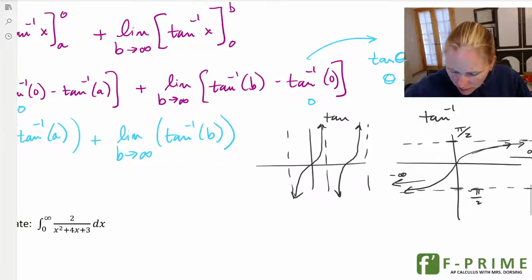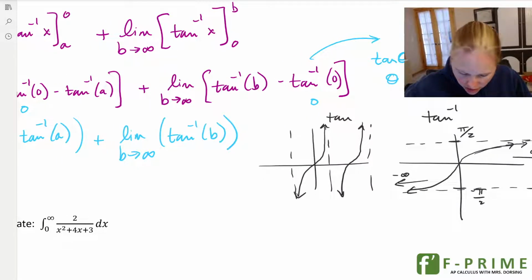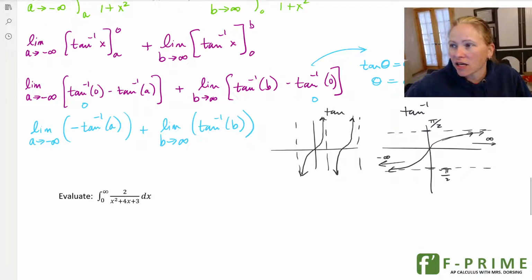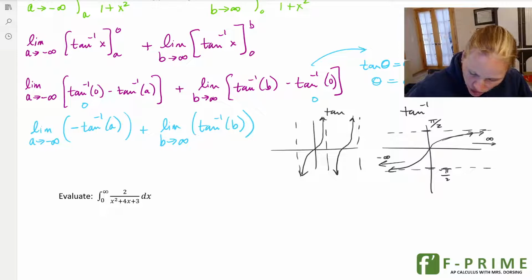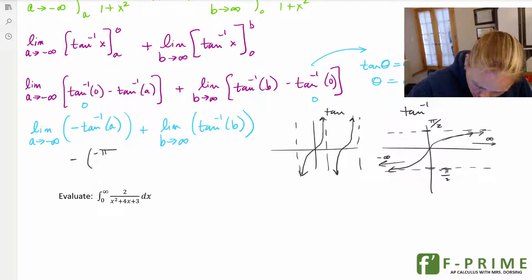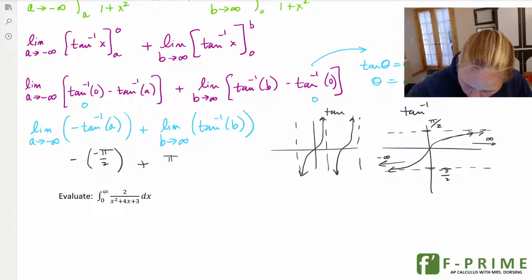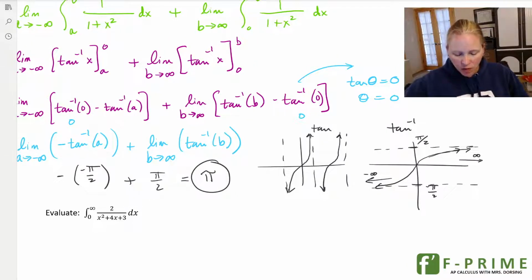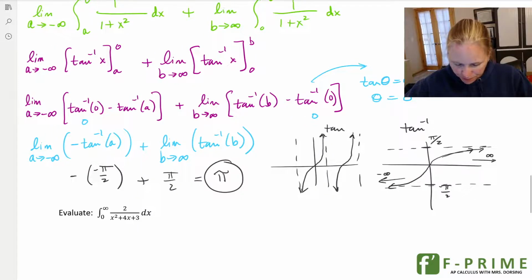So it works, but you have to know what the function looks like in terms of its graph. So approaching negative infinity, this is going to be negative pi over 2. And then approaching positive infinity, it's going to be pi over 2. Negative negative turns to a plus. Oh look, this integral adds up to pi. So knowing what your functions look like can be helpful in certain situations.